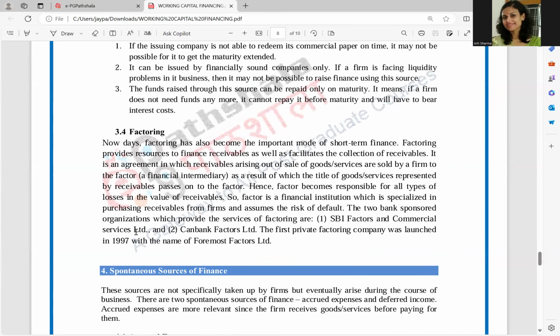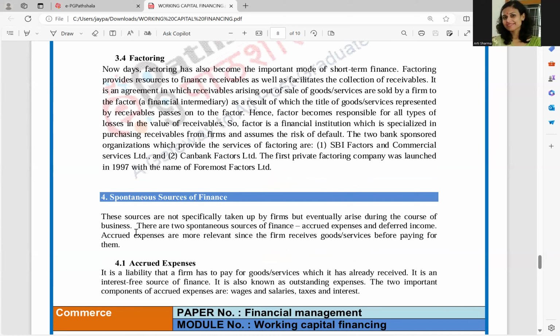Now, there is one more source of short-term finance or working capital finance, that is factoring. ये बहुत ही पॉपुलर है आजकल, बहुत इंपॉर्टेंट मोड ऑफ शॉर्ट टर्म फाइनेंस है, दैट इज फैक्टरिंग. इसमें बैंक क्या होता है, एक थर्ड पार्टी या फैक्टर बन जाता है, which purchases all the receivable bills of the supplier company, and they discount it at a particular rate, suppose 80%, then the 20% will be the commission of the particular factor or the bank.